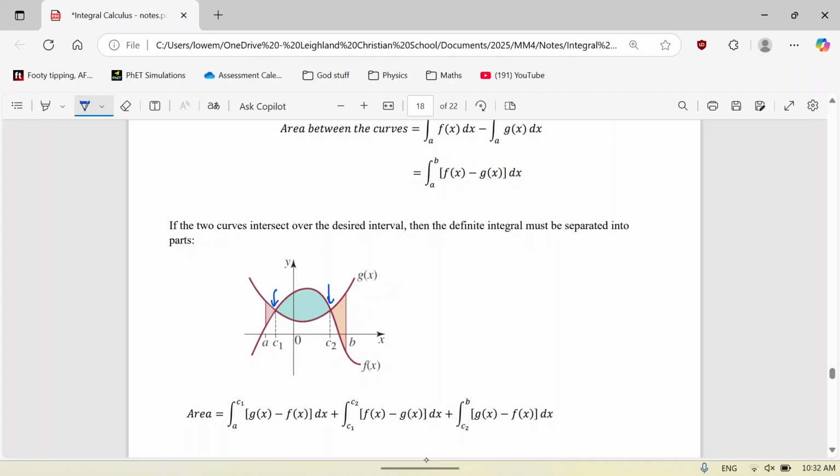Then we work out the definite integral from c1 to c2, but this time f of x is the higher function and g of x is the lower function, so it's f of x minus g of x, and then it swaps back again, g of x being the higher function, f of x being the lower function, so it's g of x minus f of x from c2 to b. So that is the principle involved in finding the area between two curves.